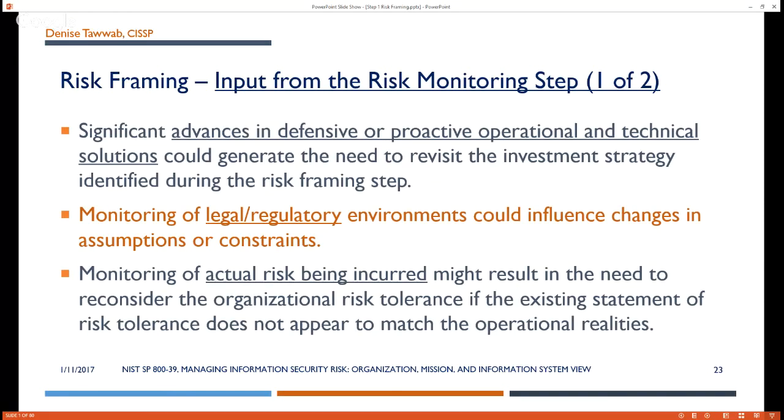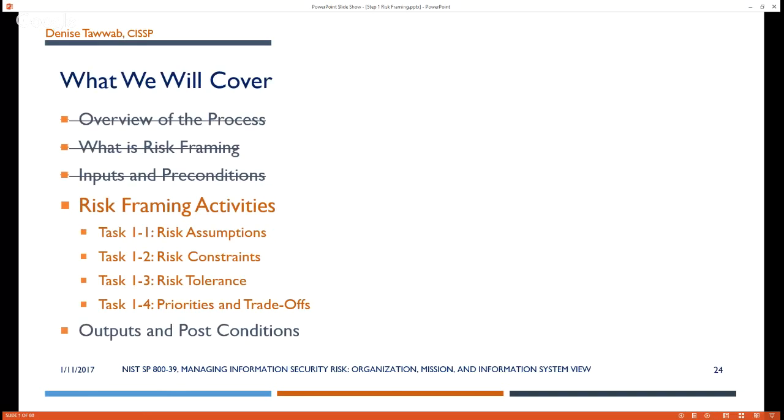Significant advances in defensive or proactive operational and technical solutions could generate the need to revisit your investment strategy identified during the risk framing step. I know that AI is coming to the forefront as a tool to be used, and your company may decide we want to invest in artificial intelligence, and so maybe we need to rethink our investment strategy. Monitoring the legal and regulatory environment can influence changes in assumptions or risk. Monitoring of the actual risk that you're incurring might result in the need to reconsider your risk tolerance if the existing statement of risk doesn't appear to match the operational realities. So those are your inputs and preconditions.